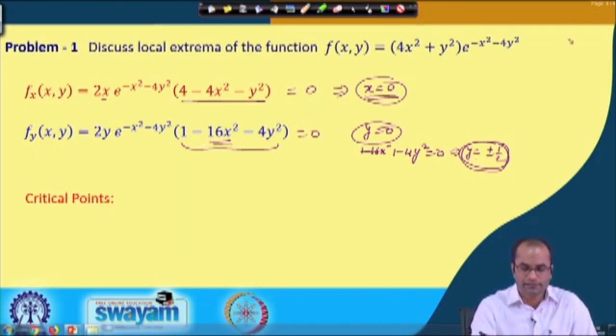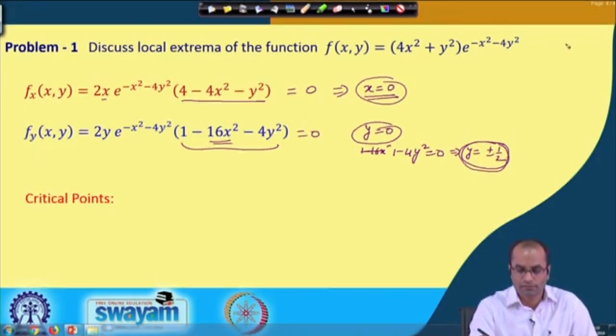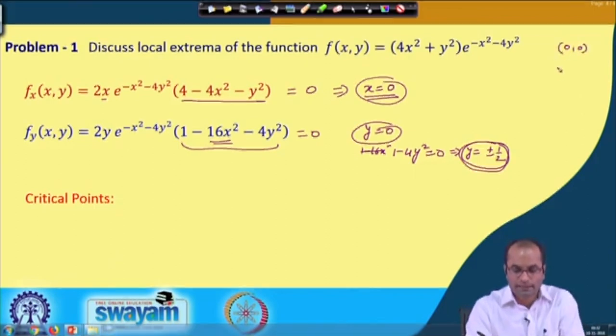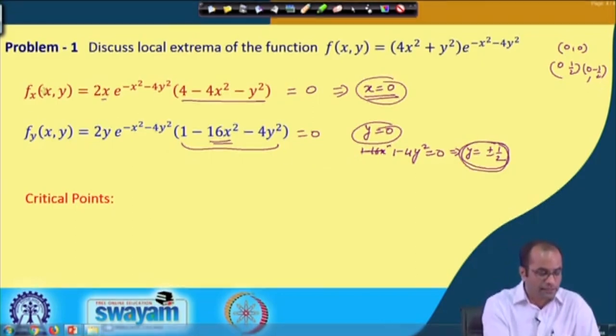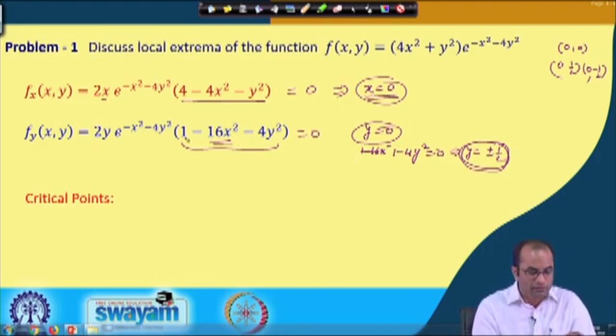So, basically we are getting three points in fact. The 0, 0 is one point, and then 0, plus half is another point, and 0, minus half is another point. So, there are three points here which can make f x and f y both 0 with these possibilities. And now, we have another one.